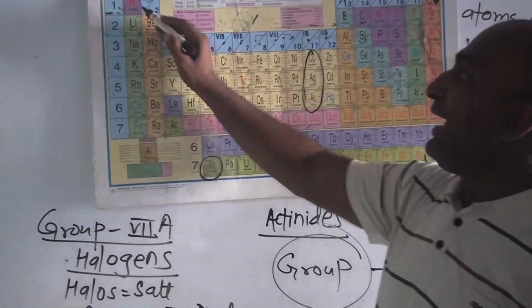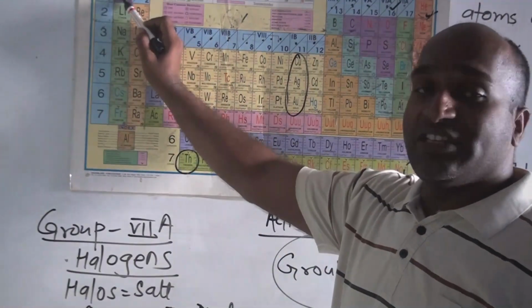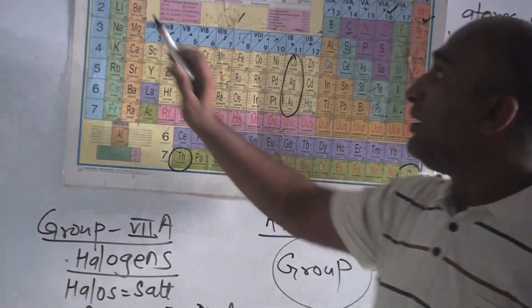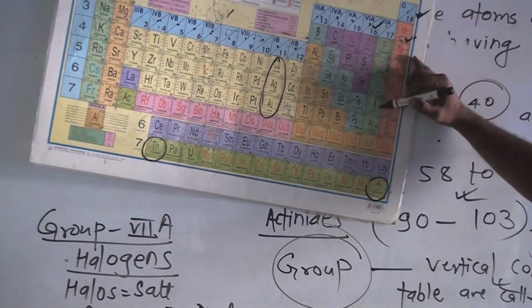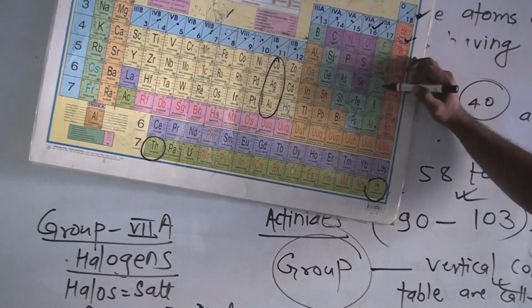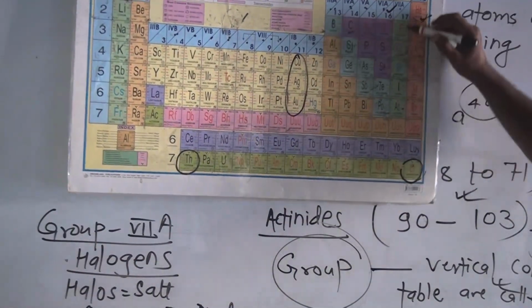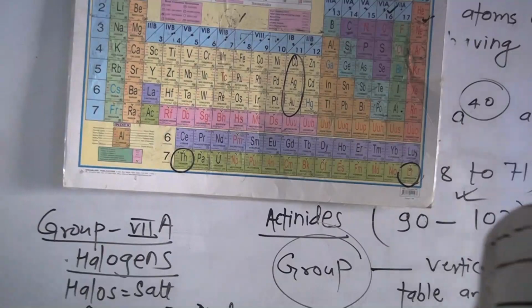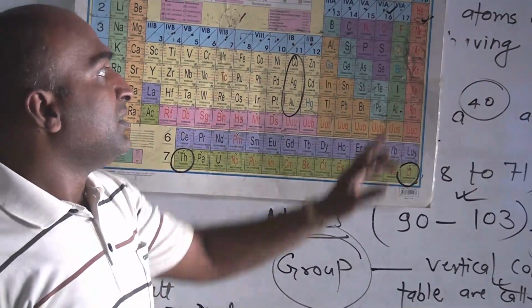Elements of group 1A are highly reactive alkali metals, except hydrogen. Hydrogen here is a nonmetal. But elements belonging to group 7A are highly reactive nonmetals. All these elements have 7 valence electrons, and they require only 1 electron to complete their octets.